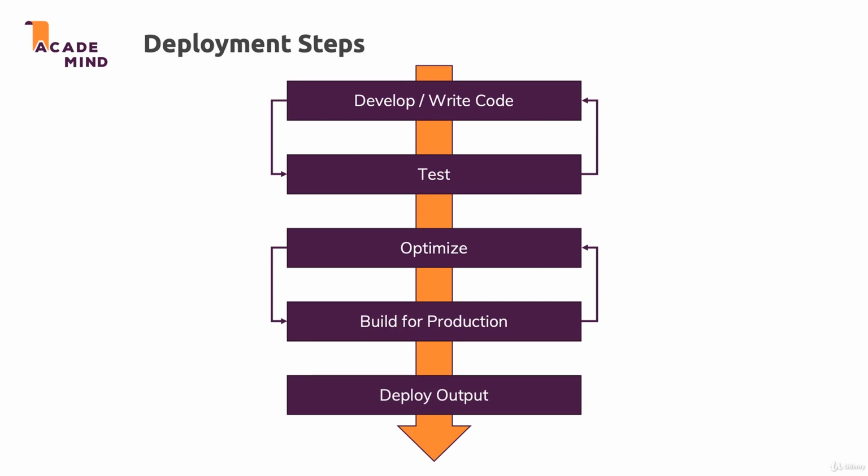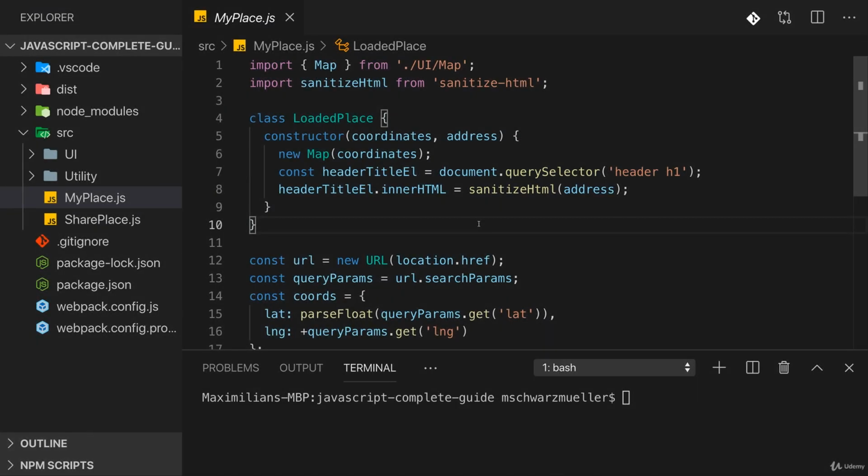So let's dive into this deployment process, starting with a web application, a website, which has no server-side code, which is only powered by HTML, JavaScript, and CSS, and which therefore needs a static host. Now, we clearly wrote our code. We tested it throughout this course, and if you're working on your own application, you of course also at some point tested it. Now we need to optimize it and build it for production, then we can deploy the output.